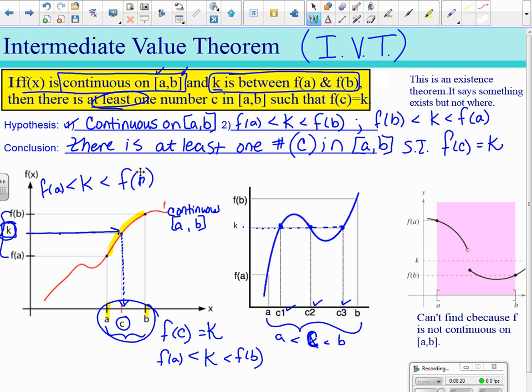Now, why is it necessary that our function be continuous? Well, if it weren't continuous, look at this one where we get this break in our function. I might just happen to choose a y value that sits between f of a and f of b that hits the breaking point of this non-continuous function. Then it's not hitting the curve. There's no way I'm going to find a c value that corresponds to a k value that resides on the curve. So that is the importance of having a continuous function. The continuous function makes this a possibility.